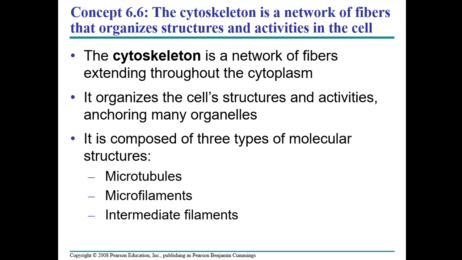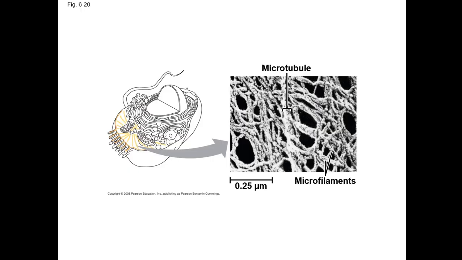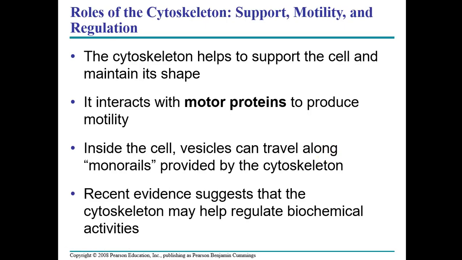Composed of 3 types of structures. We have microtubules, which are bigger among all the structures of cytoskeleton. Microfilaments, the smallest ones, para siyang mga sinulid. Intermediate between the two. So, kung makikita nyo class, ito yung mga microtubules which are larger, microfilaments which are smallest. Okay, support and maintains its shape. So, it also interacts with motor proteins to produce motility.